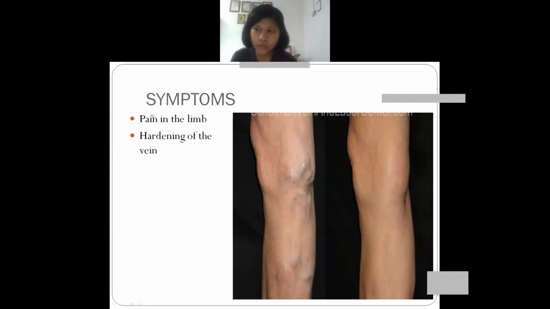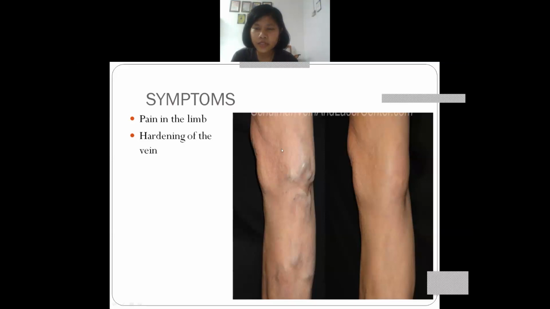And also you will find that there will be pain in the limb. This is the leg, so this portion will be painful. Why? Because of the inflammation. It's getting inflamed, so obviously it will pain.